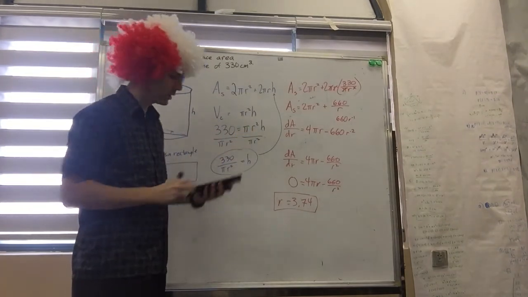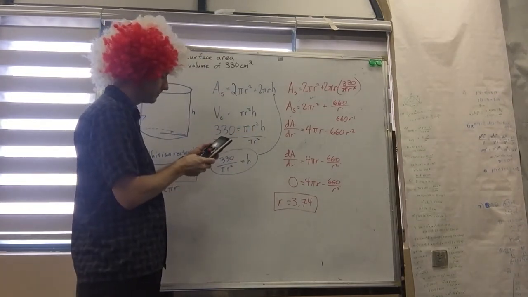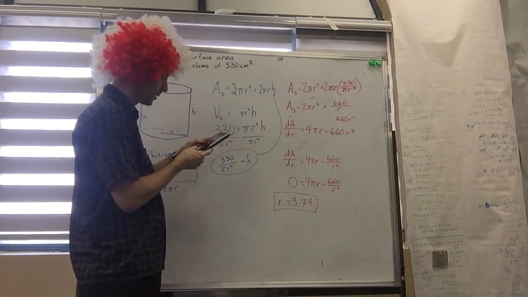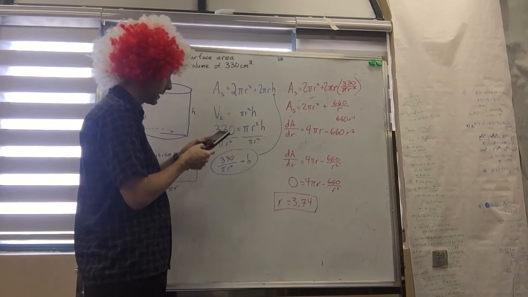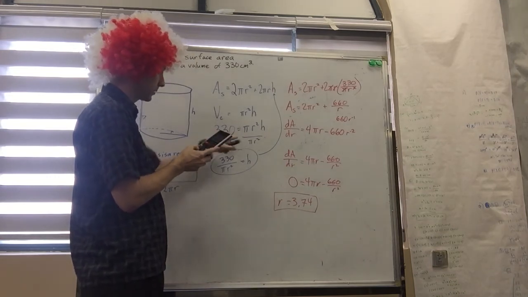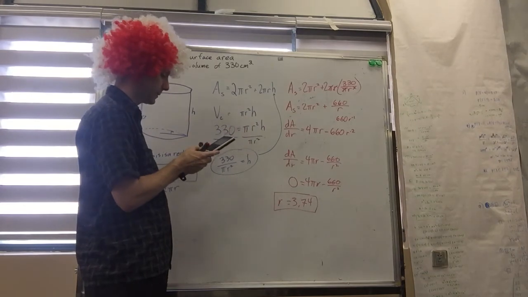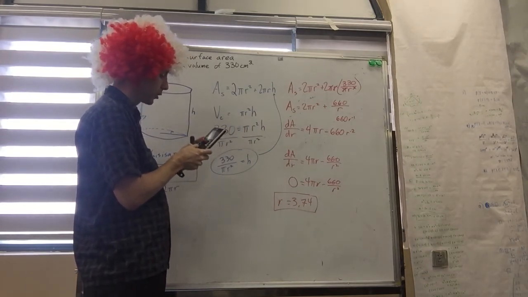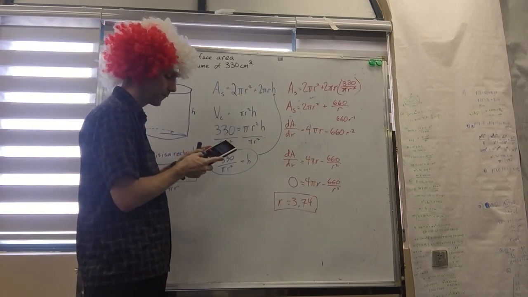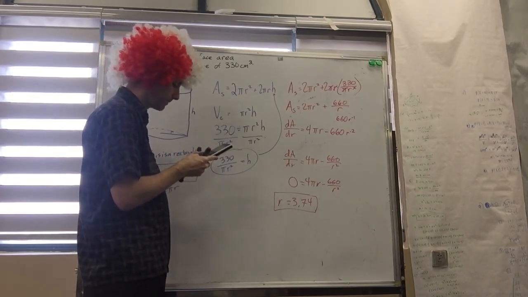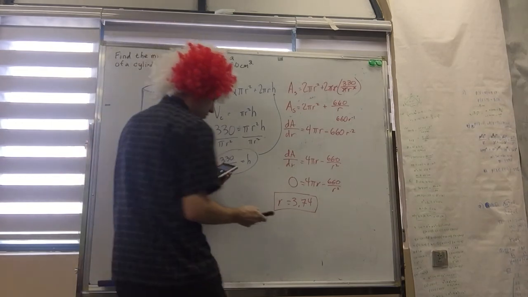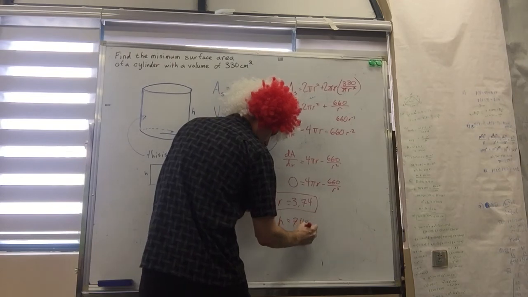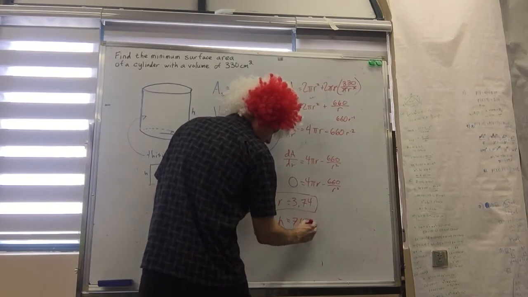Okay? Now that I got r equals 3.74, I can put that in and solve for h. So I can go 330, and then I'll divide by pi, and then I'll divide by that r squared. So I'm dividing by pi, divide by r squared, that should give me h. So I'm going to divide by that 3.74494. I'm going to put in the whole number, 3.74494 squared. And then I get an h equals 7.4849 if I'm rounding to 3 digits.